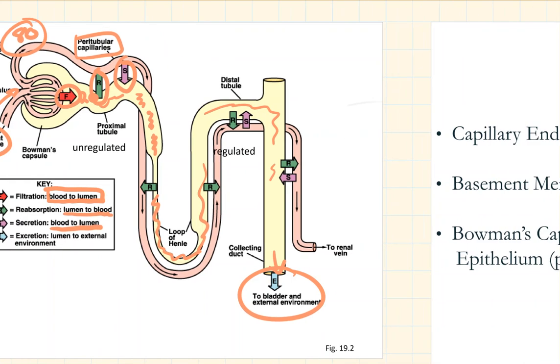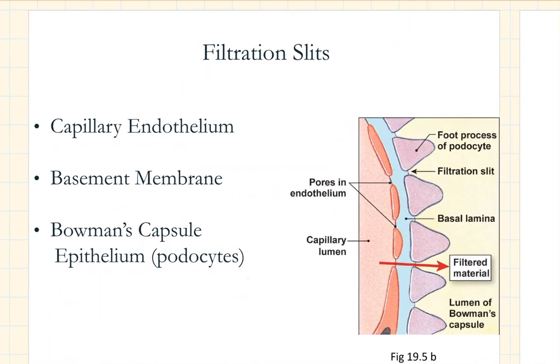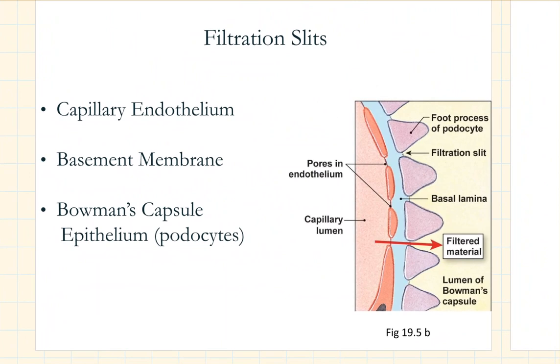So I want to talk about filtration a little bit more, and specifically the filtration barrier. So when we zoom into the wall of the glomerulus, we see this picture. And the filtration barrier has three different layers. So the first layer is just the capillary endothelium. The glomerulus is a capillary bed, and like all other capillaries, it is a single layer of endothelial tissue, but this one is a little bit specialized.